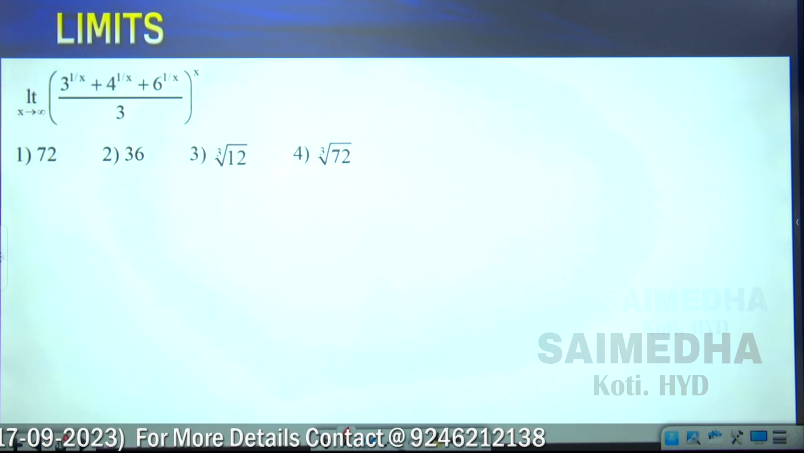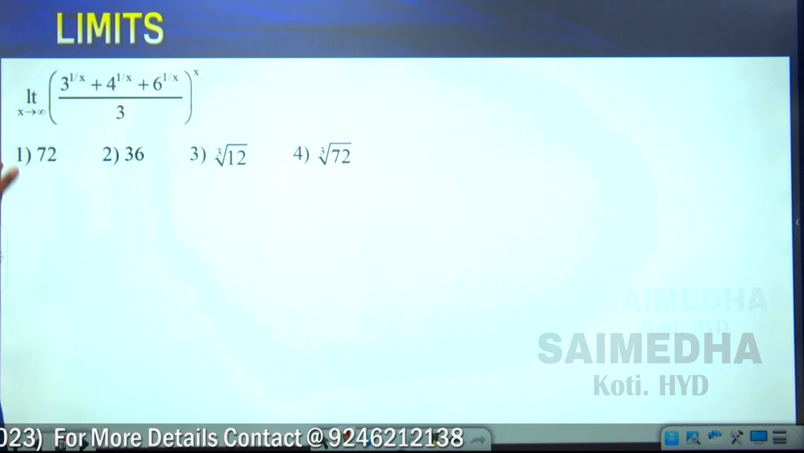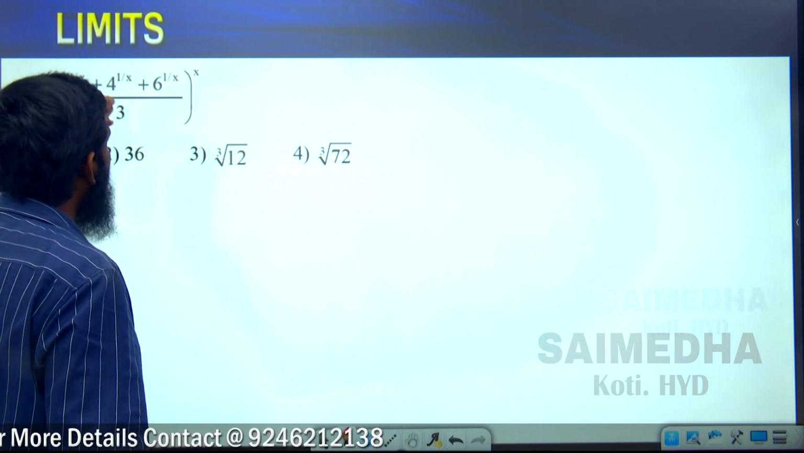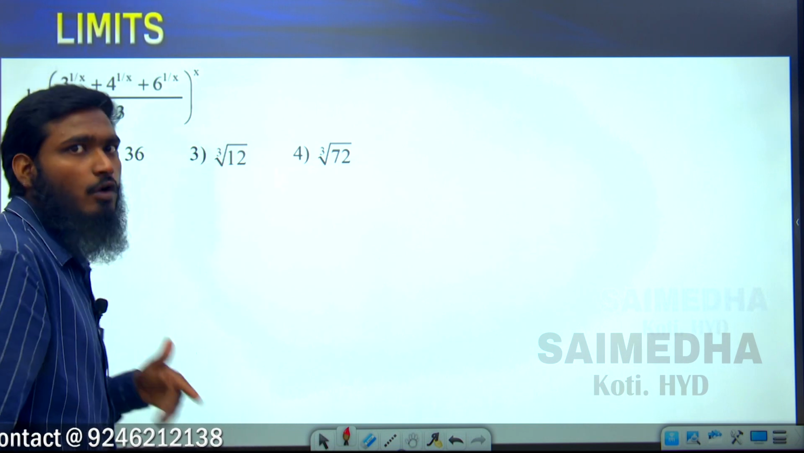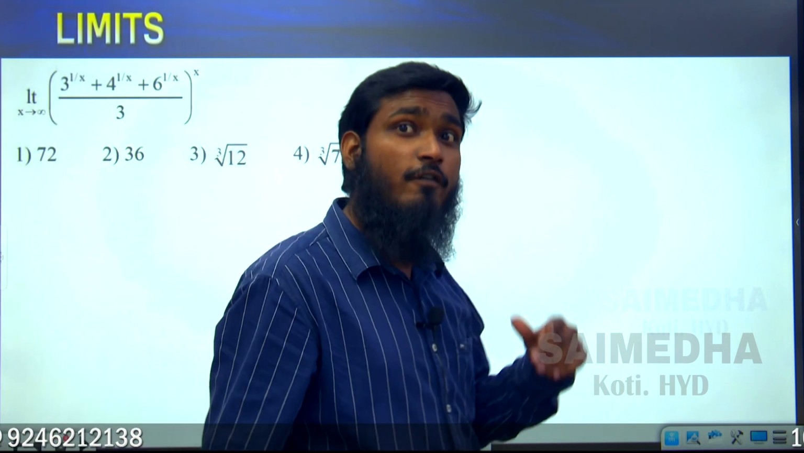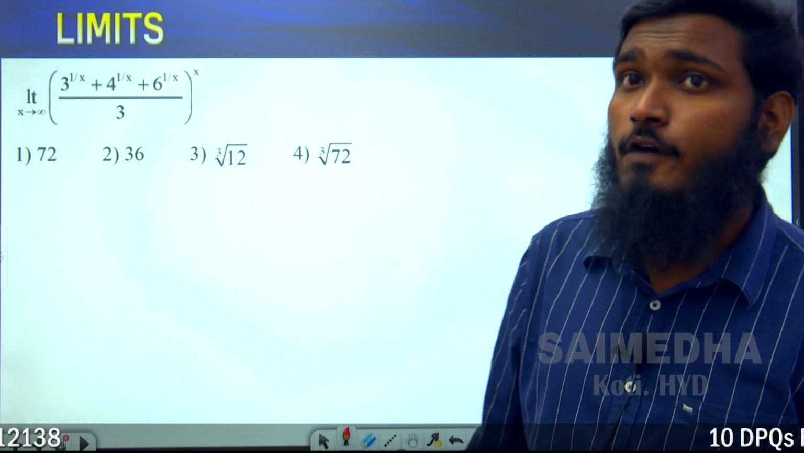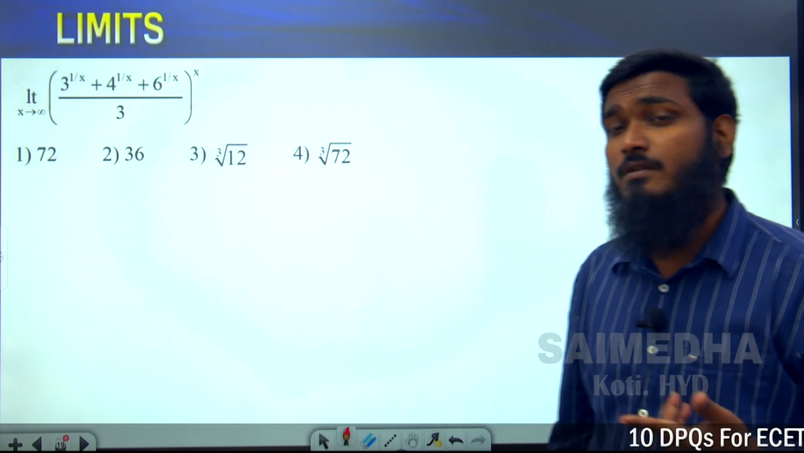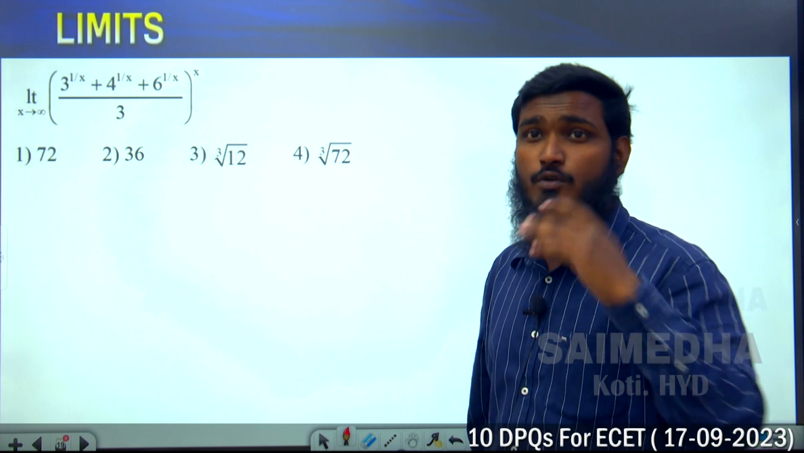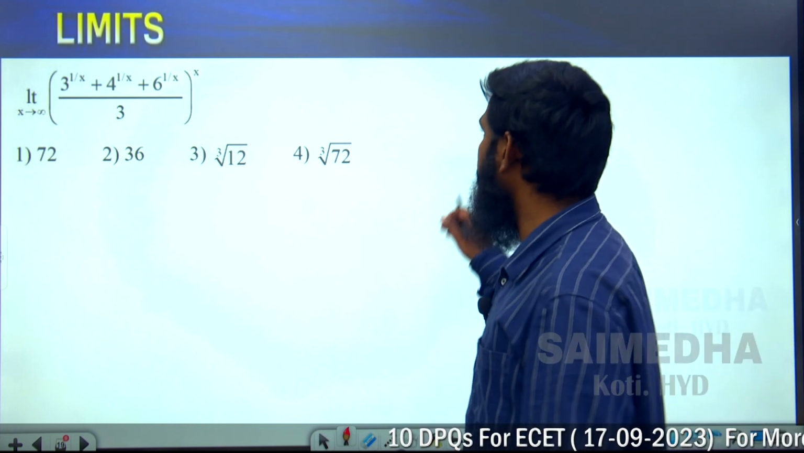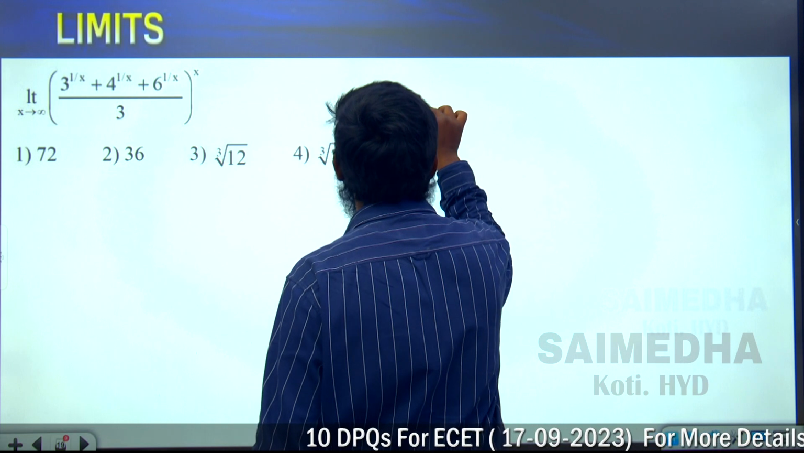Now let us go for the next question. We are having limit x tends to infinity, (3 power 1 by x plus 4 power 1 by x plus 6 power 1 by x) divided by 3, whole power x. Again, this is also of the form f of x power g of x. If you solve this question directly, it will be more complicated, taking nearly 10 to 12 steps. So for this type of question, listen carefully to what we are doing.